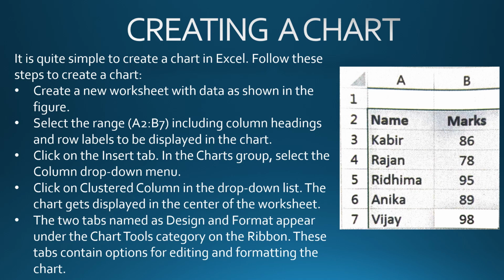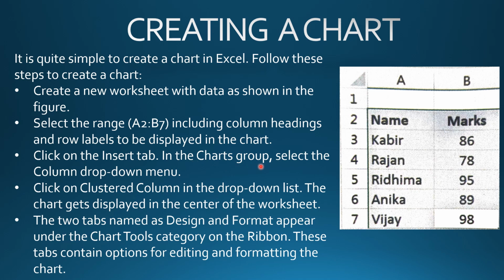So we can create this data, then select the range A2 to B7, including column headings and row labels. So you have the column headings here, that is the name and the marks. Then we need to click on the Insert tab.